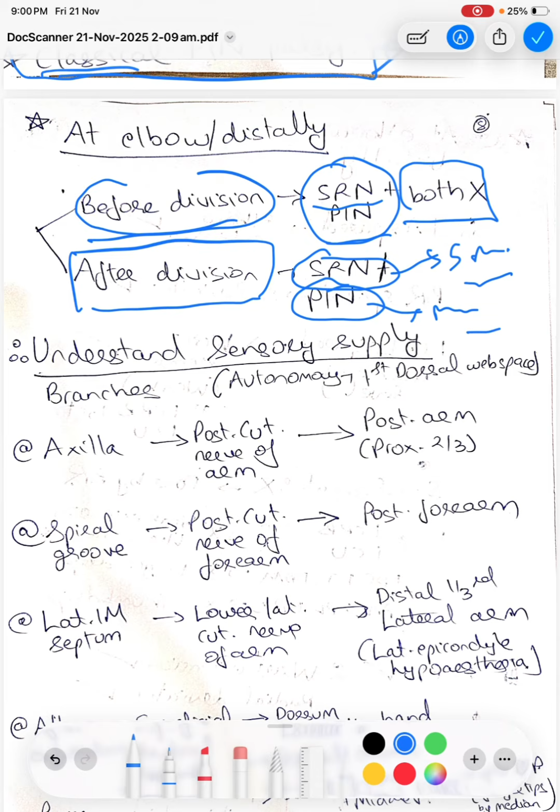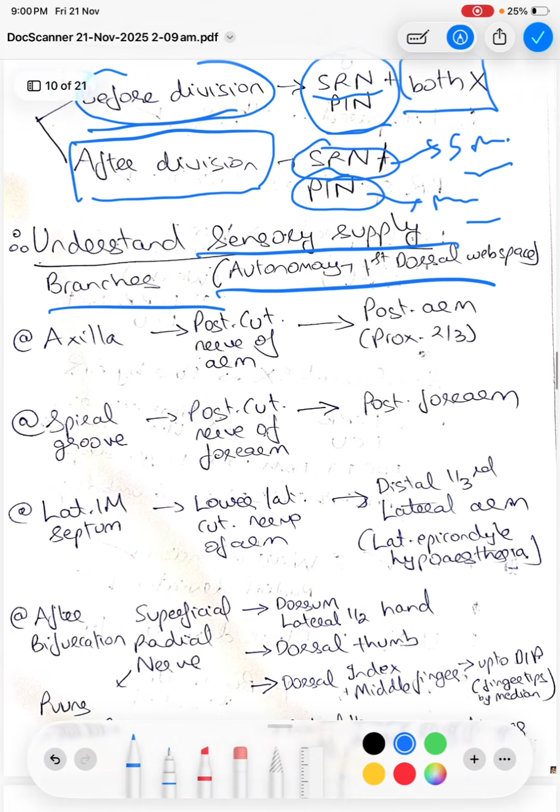To understand whether it is SRN plus PIN palsy, pure SRN palsy, or pure PIN palsy, we need to understand the sensory supply. Now the motor component should be clear. That is the most confusing part, but once you understand, it becomes an absolute cakewalk. Sensory supply is pretty simple. The autonomous zone of the radial nerve is the first dorsal web space. This you need to keep in mind.